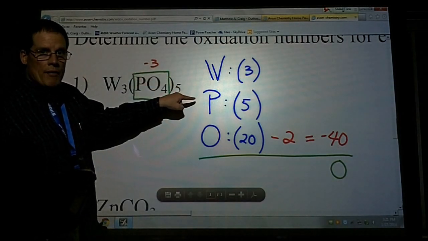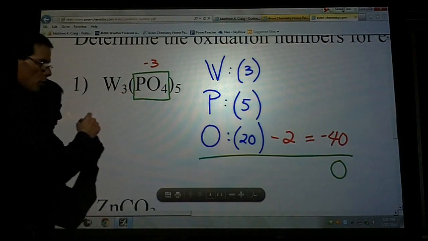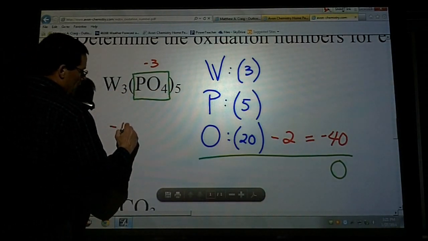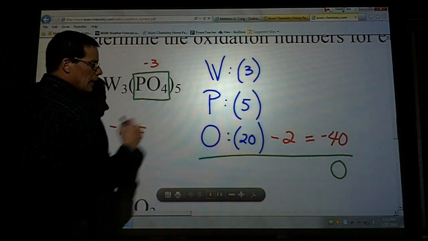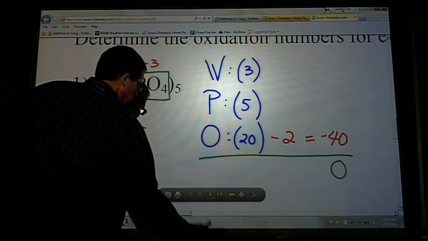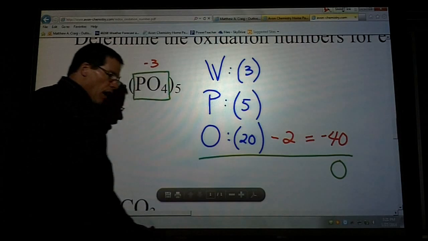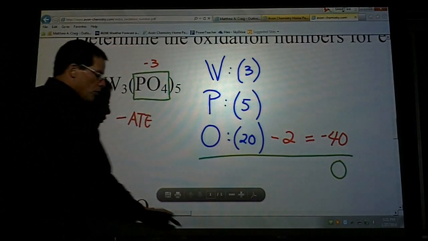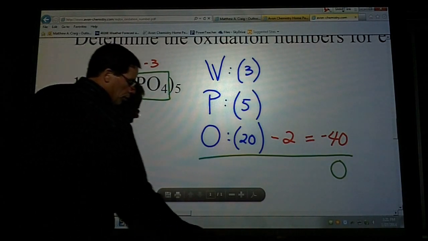Phosphide, which I don't have in this compound, would be the W with the P. And I don't just have a P by itself. So if it ends in IDE, then you're looking at just simply one non-metal. But we don't have that. We actually have phosphate that ends in ATE. Okay, big difference. So make sure that you're saying that to yourself.